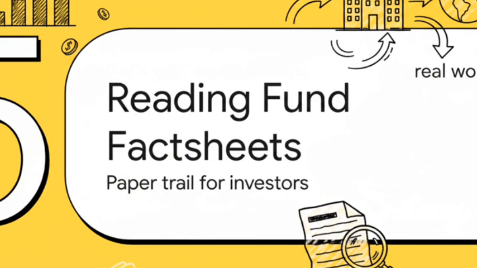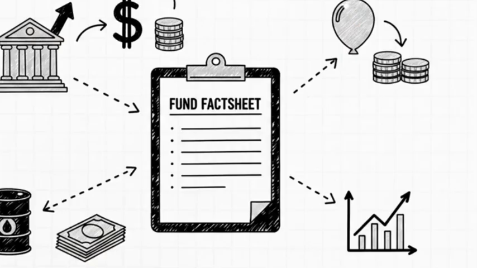We've looked at all the abstract math, but where does the everyday investor actually find this data? That brings us to part 5, reading fund fact sheets, the paper trail for investors. Every single month, fund houses publish a fund fact sheet. It's the official paper trail of a fund's objective, its performance, and its portfolio. But honestly, it goes way beyond just the numbers we've discussed.